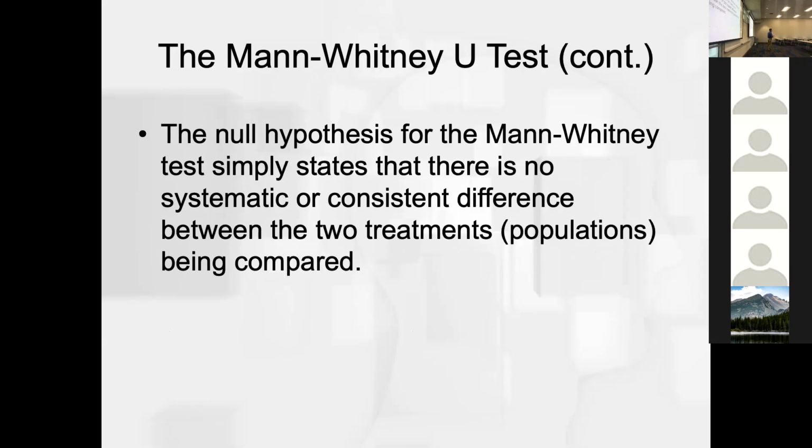So the null hypothesis for the Mann-Whitney U is just like the null hypothesis for the parametric independent measures t-test, which says that there's no systematic or consistent difference between the 2 treatment populations being compared.